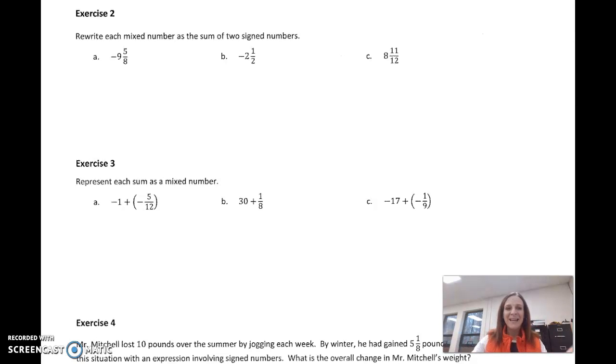Okay, negative 9 and 5/8. And it says rewrite each mixed number as the sum of two signed numbers. What the heck are signed numbers? Negative or positive. Okay, so don't overthink it again. All right, so negative 9 and 5/8.